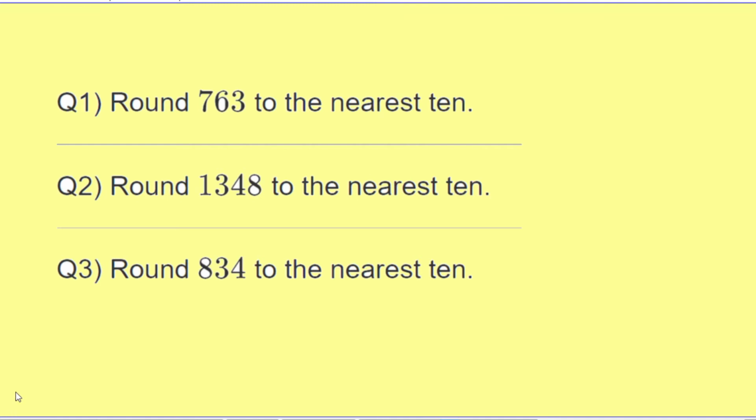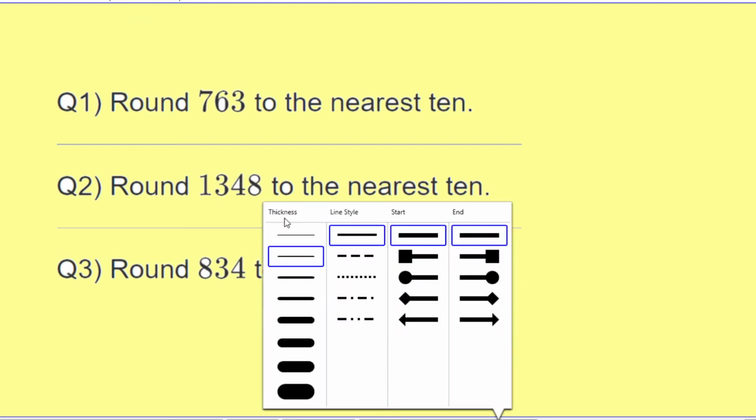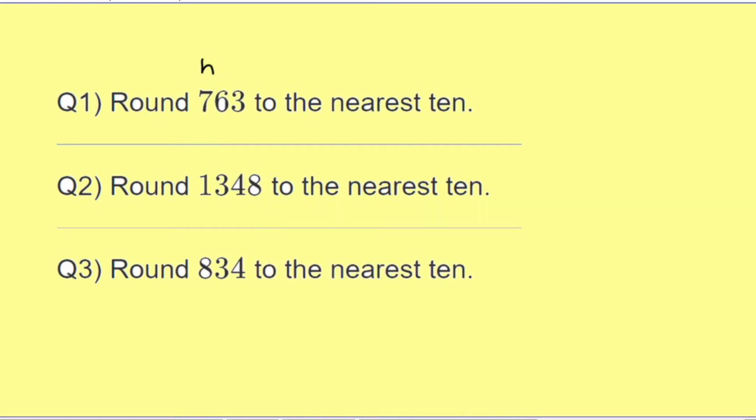Okay, a bit of rounding. So first we're going to look at rounding to the nearest 10. So nearest 10 means we start: there's our hundreds, there's our tens, there's our units. Okay, so if we're looking for the nearest 10, that means we're looking at the tens and the units. It's always the one we're looking for and the one after it.